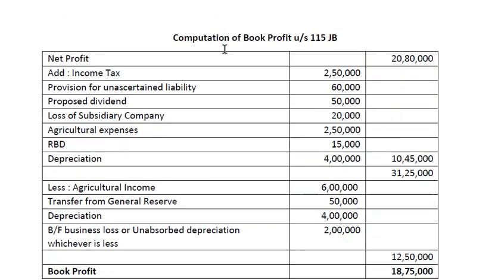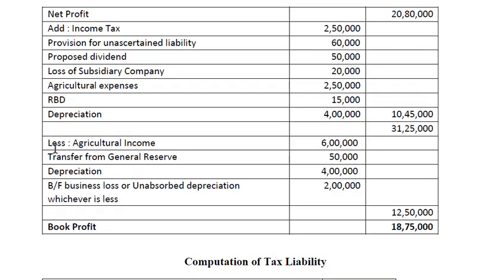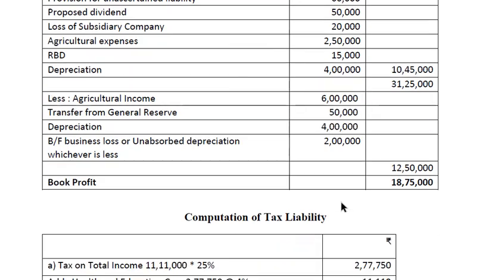Next is to compute the book profit. Net profit as per profit and loss account, add income tax, provisions, proposed dividend, loss of subsidiary company, agricultural expenses, reserve for bad debts, depreciation, less agricultural income, transfer from general reserve, depreciation, brought forward business loss or unabsorbed depreciation, whichever is less. So we get the book profit.